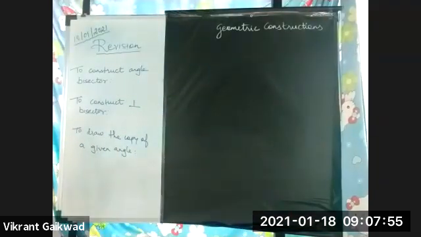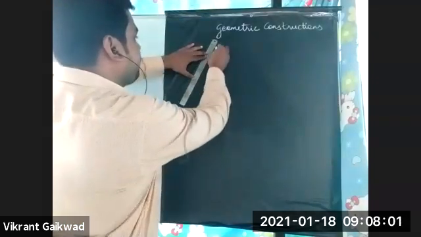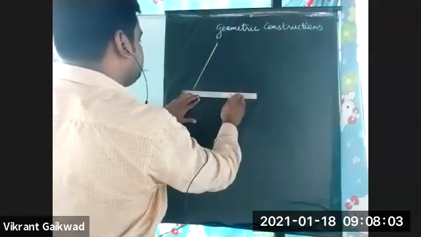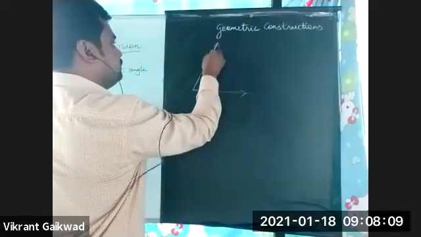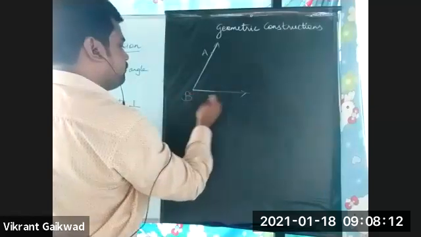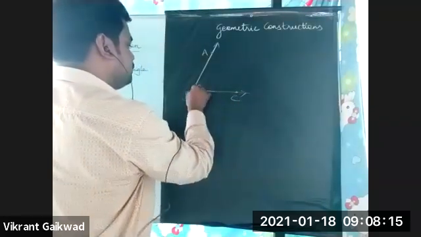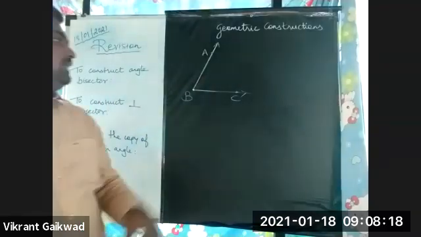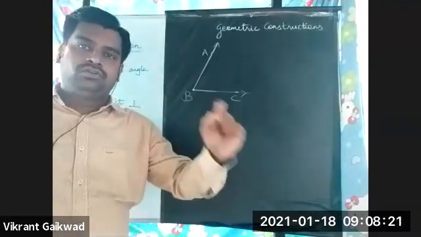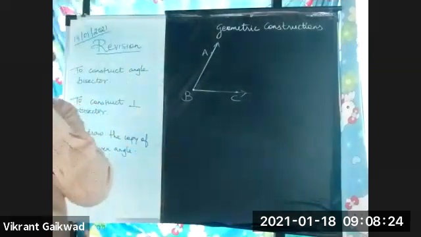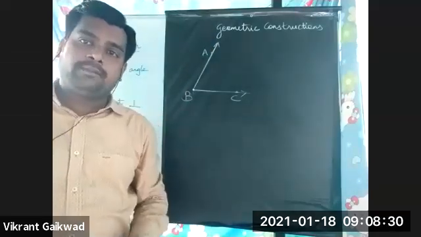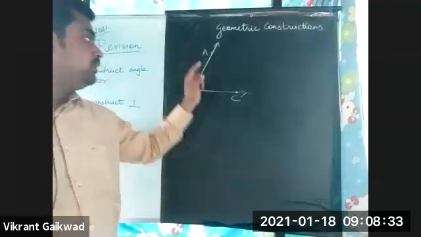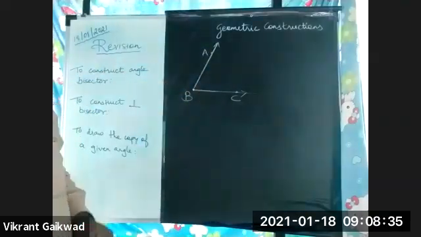So now in this case, what you're going to do? Say angle ABC is the given angle. You have to draw a copy of this angle. Check, this is very important because you are going to use this construction in drawing the triangle. Listen, pay attention to this.